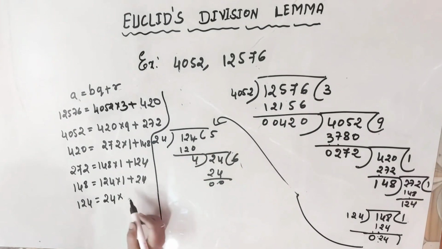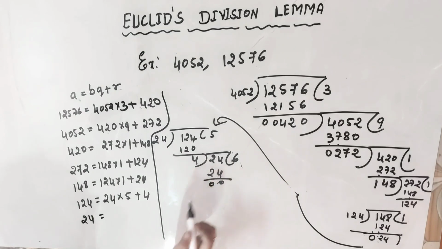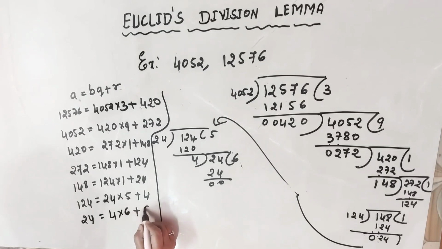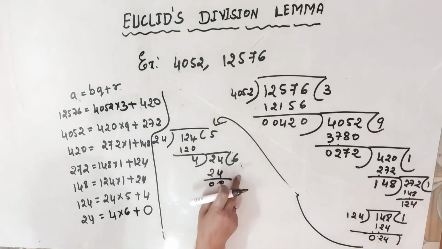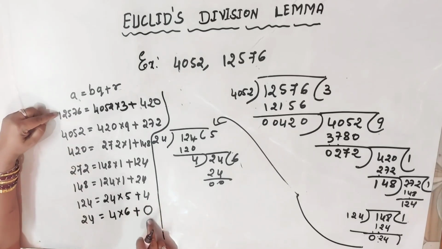Here see it is continuing. 24 fives are 120. What will be the remainder? 4 will be the remainder. Now 24 is the dividend and 4 is the divisor. What will be the quotient? 6 is the quotient. What is the remainder? 0 is the remainder. See now, from here to here we reached the long division. The same thing, I have kept all these things in Euclid's division lemma, this relation. So from here we reached 0.